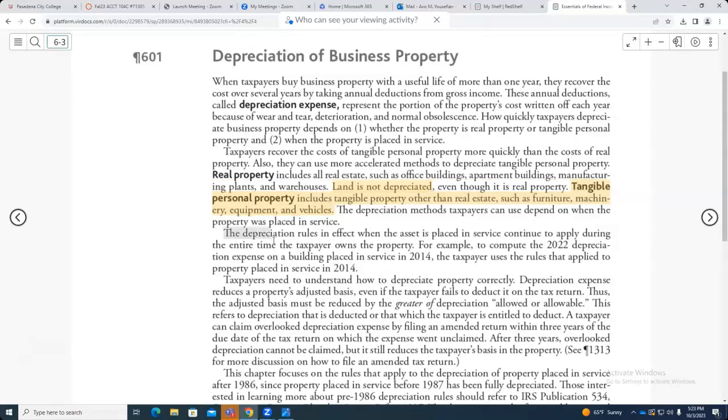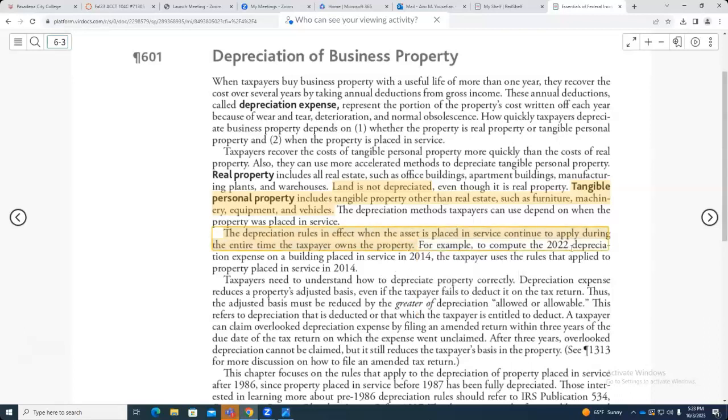So depreciation will continue for the entire time that the taxpayer owns the property. Make sense? So every property has a useful life estimated by the IRS. By the IRS, it's estimated like 5 years life, 3 years life, 7 years life. So you're going to follow that category. For bookkeeping purposes, you can estimate it yourself, but for tax purposes, you follow the IRS provided tables and categories.